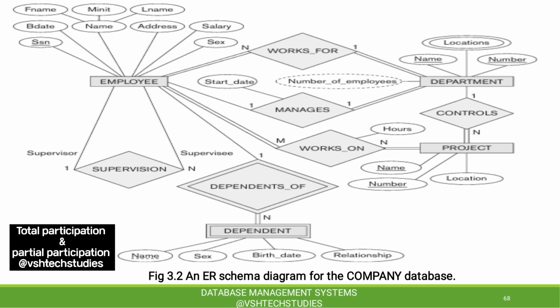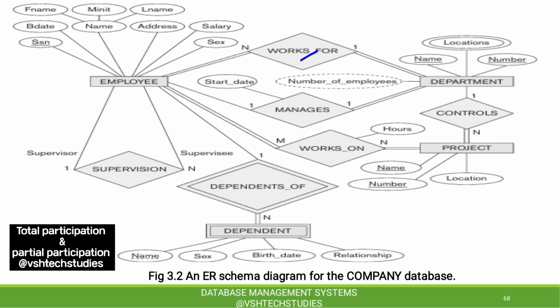If all the entities in an entity type do participate in a relationship, then that is called as total participation. If only few entities belonging to an entity type participate in a relationship, then it is called as partial participation.